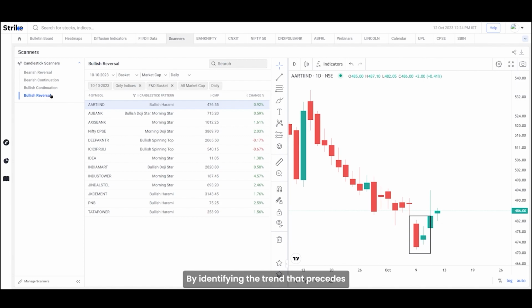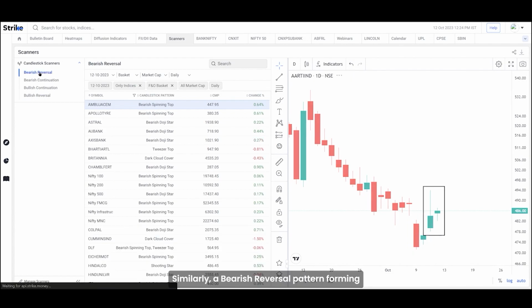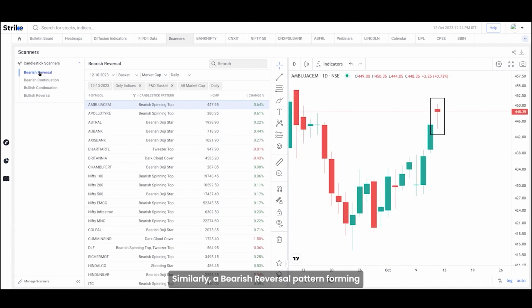Identifying the trend that precedes the candlestick helps us to filter out the patterns that are more reliable than any random pattern. So, a bullish reversal pattern formed after a downtrend is more relevant than it forming in the middle of a trend. Similarly, a bearish reversal pattern forming after an uptrend is more relevant than it forming anywhere else.